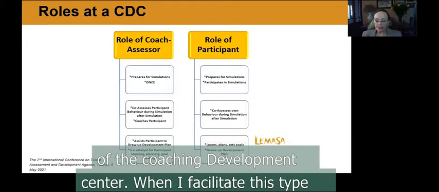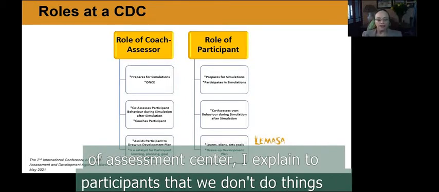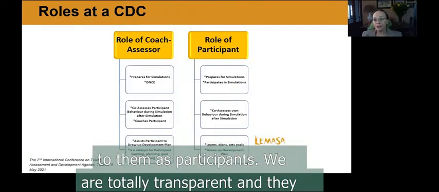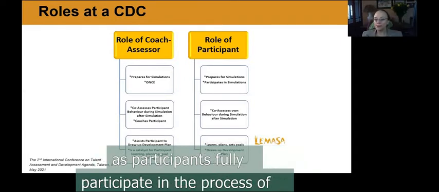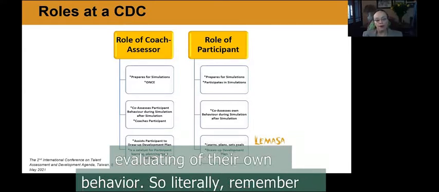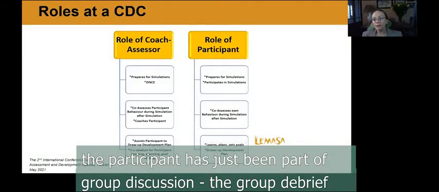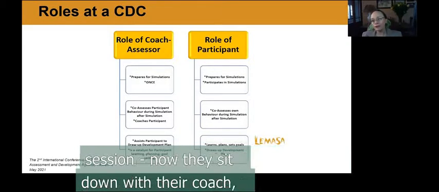When I facilitate these types of centers, I explain to participants that we don't do things to them as participants. We are totally transparent, and they as participants fully participate in the process of evaluation of their own behavior. So literally, remember, the participant has just been part of a group discussion, a group debrief session.